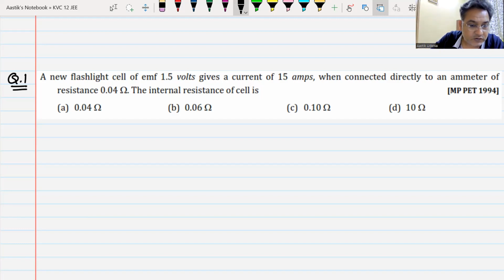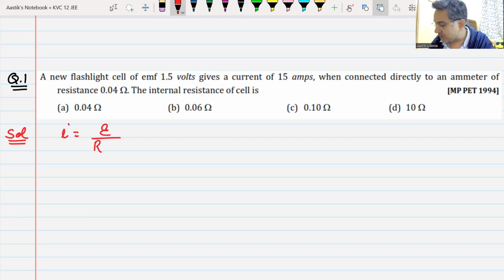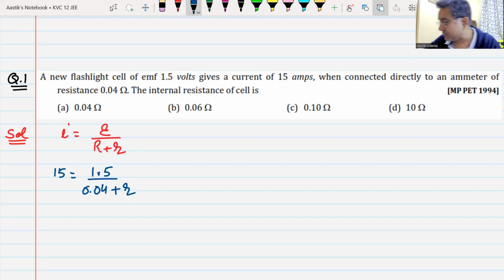What is the answer for this one, my dear friends? 0.06. 0.06, and that is correct. You just have to find out current is equal to E upon capital R plus small r, and capital I is given 15 amperes. This is given as 1.5, external resistance is 0.04 plus small r. From here, you should be able to get the value of small r, and I think it is going to come as 0.06. Do we understand this, everyone?